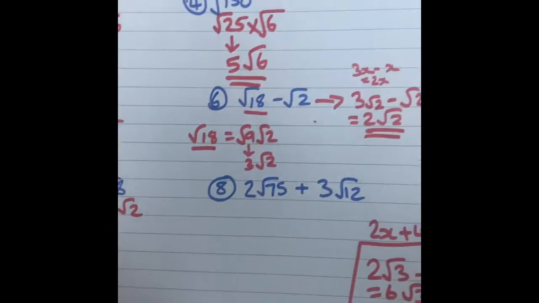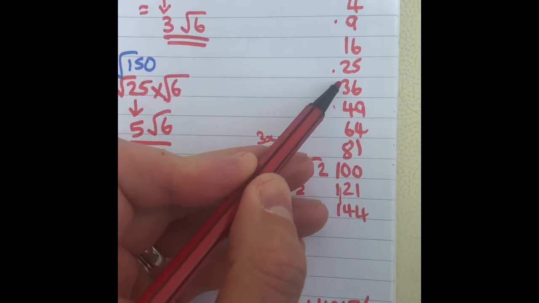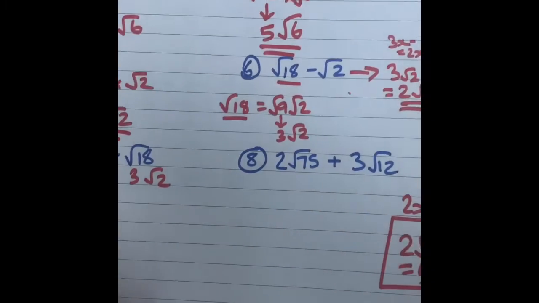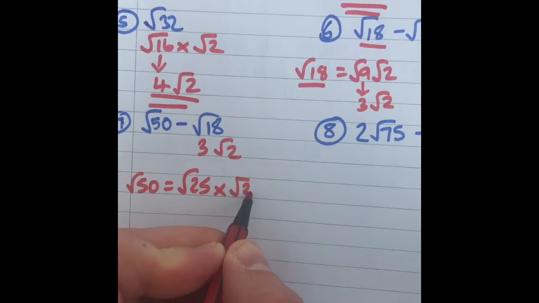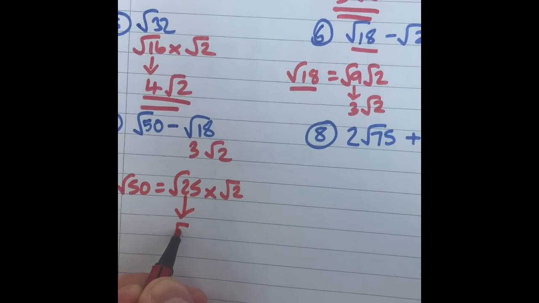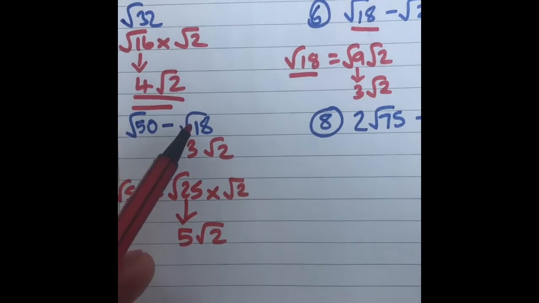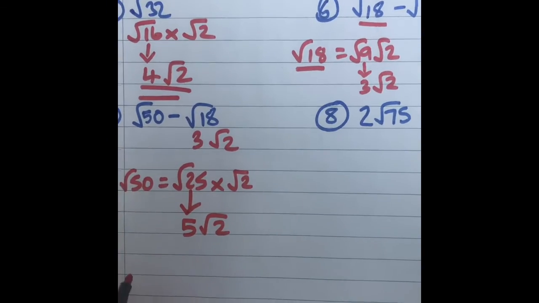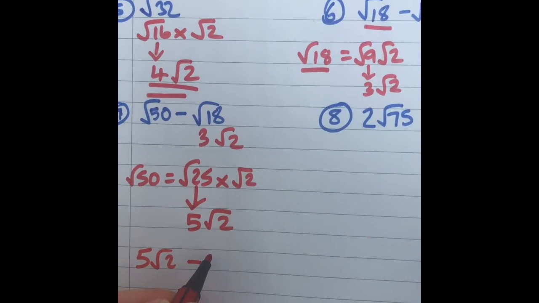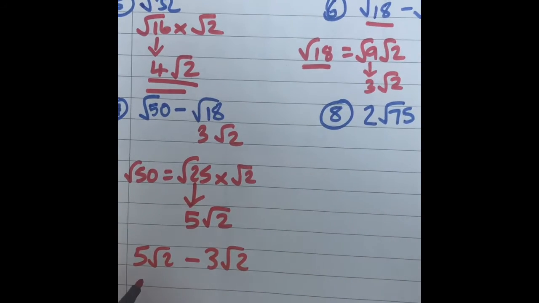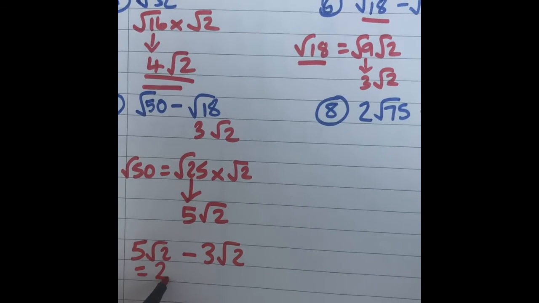Root 50 is, go to our numbers, and what fits. Start there. 25 goes into 50. So therefore root 50 will be root 25 times by root 2. And we know root 25 is 5. So root 50 is 5 root 2. Now let's replace both of these with what we just worked out. So root 50 is 5 root 2 minus root 18 is 3 root 2. So 5 root 2 take away 3 root 2 is 2 root 2.